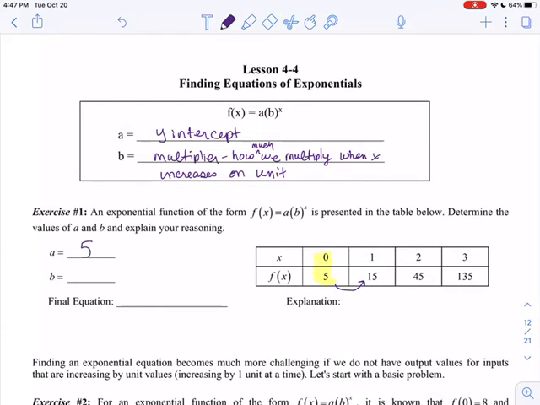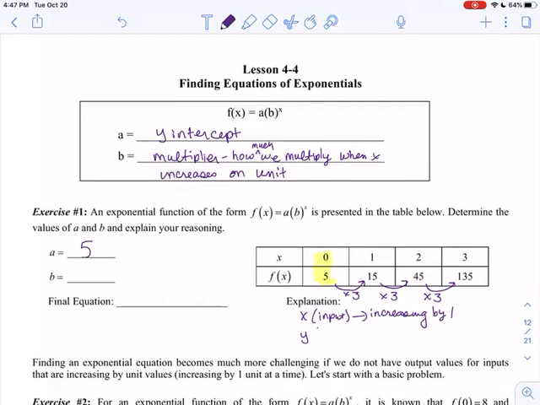And look at my x values. See how my x values are just increasing by 1 unit each time. And look at my y values. X is increasing 1, but y is increasing by 3. It's 3 times as much. X goes from 1 to 2, but y goes from 15 to 45. Again, it multiplies by 3. X goes from 2 to 3, but y goes from 45 to 135. It increases by 3.